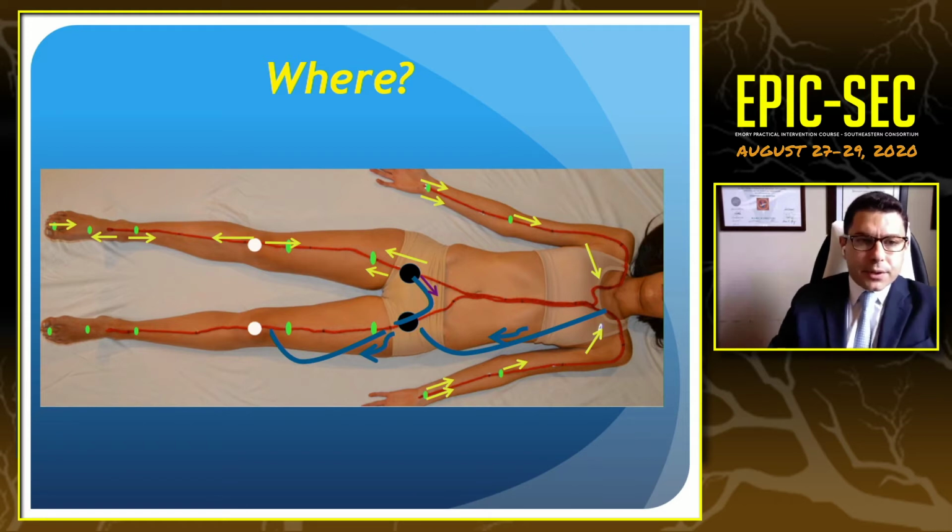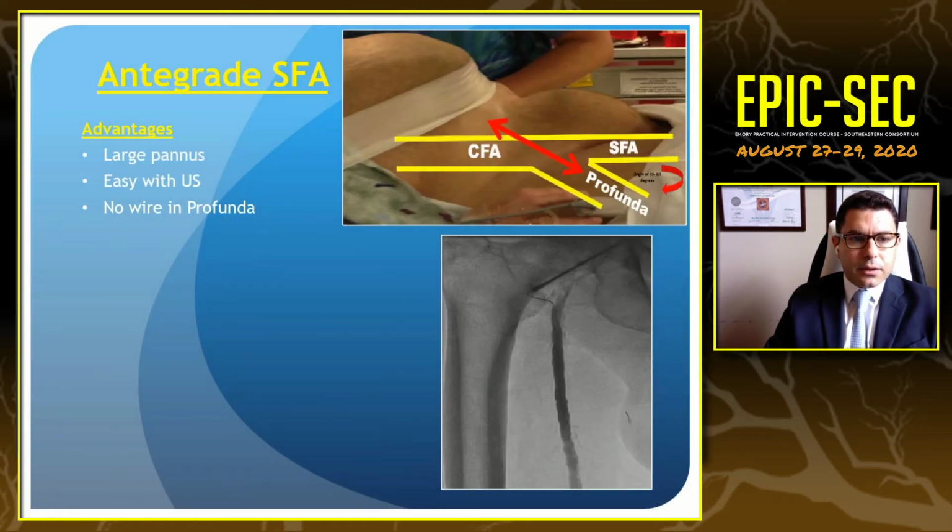Almost every part of the arterial segment anatomy is possible, with advantages and disadvantages, including extra anatomical bypass grafts. Obviously, when we say alternative arterial access, people think it's only tibio-pedal, but it can involve the upper extremities and the lower extremities. I picked a few examples just to show the most frequent use.